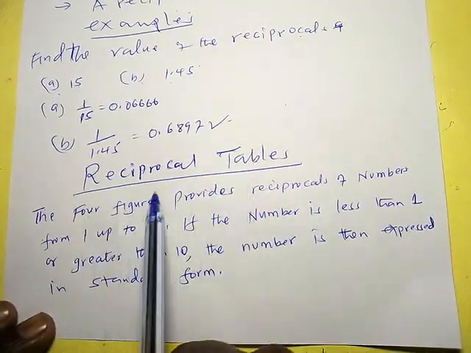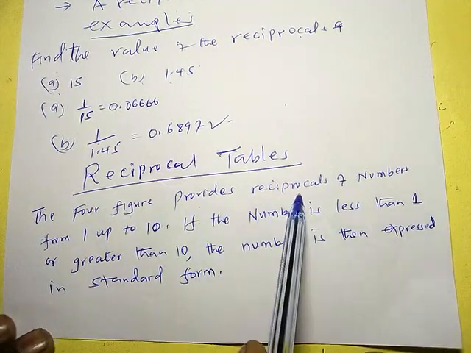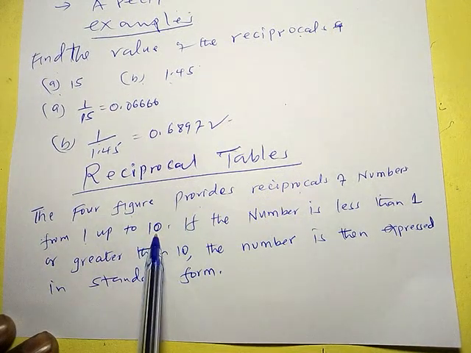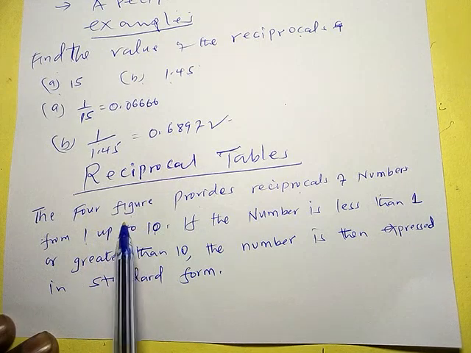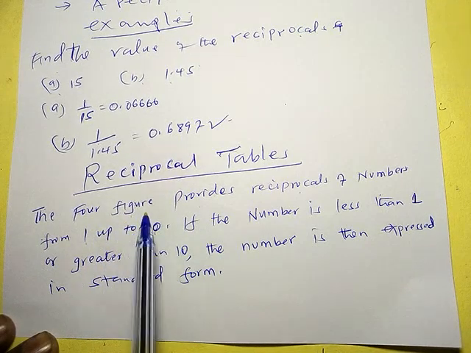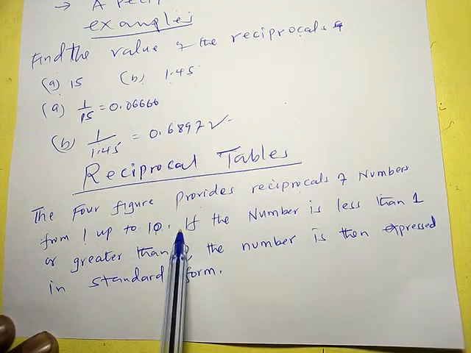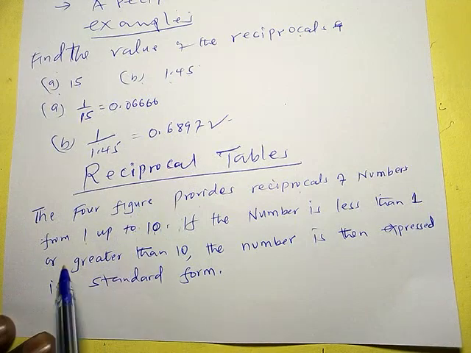Reciprocals from tables. The four figure table provides reciprocals of numbers from 1 up to 10. So if you are looking for the reciprocal of a number like 0.00 something, or the reciprocal of 30, you cannot get it in the table. So what do you do in that case?